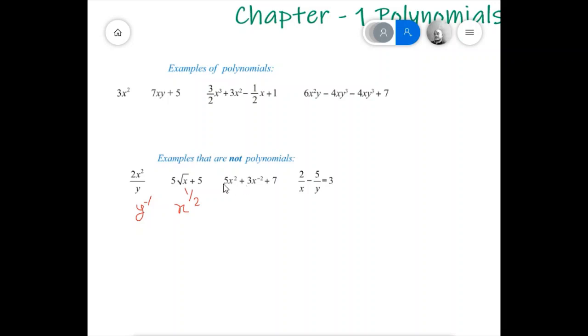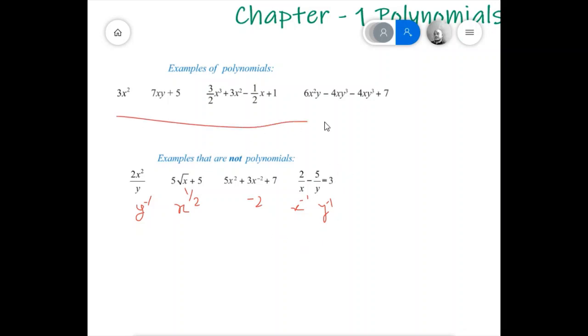Though in this expression the first term, 5x square, is having the power as 2, but look at the second term, it is minus 2, which is negative, therefore it is also not a polynomial. Similarly in this expression, it becomes x to the power minus 1, which is again negative. Y is also having a negative power, therefore it is also not a polynomial.